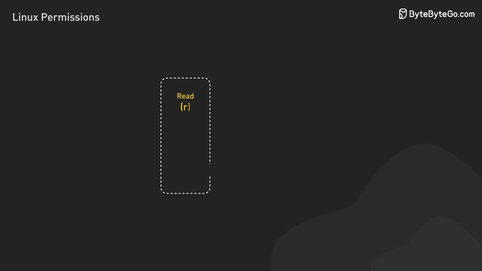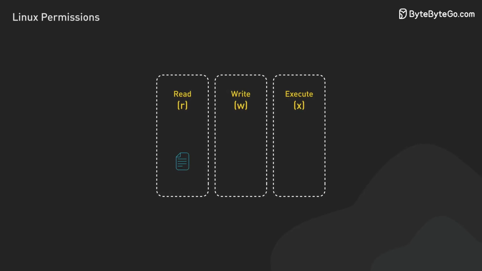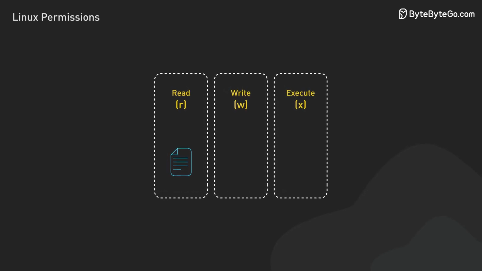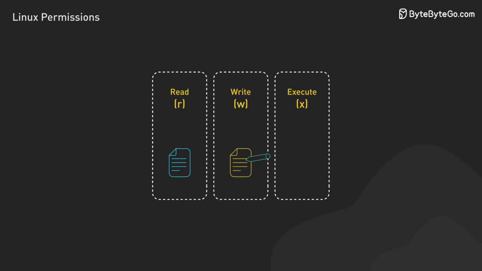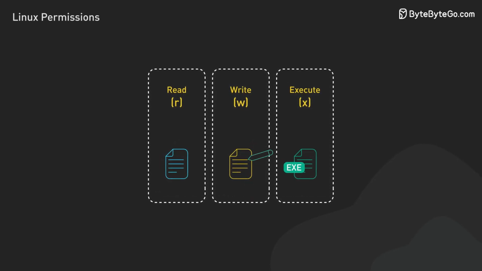To manage access, Linux uses three types of permissions: read, write, and execute. Read allows a user to open and read file contents. Write allows modifying or editing file contents. Execute allows the file to be run as a program.